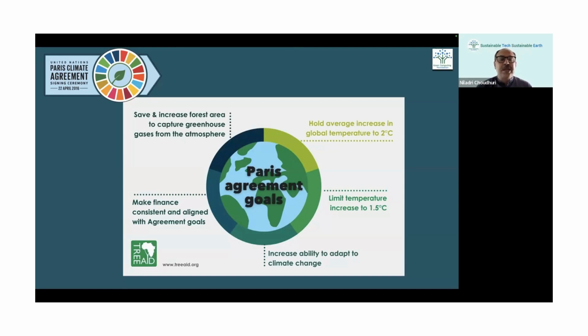Make finance consistent and aligned with agreement goals. So we have to fund only projects which are going to give green results, and only organizations which are practicing green in their entire operation, including green IT. Increase ability to adapt to climate change. SEBI in India has specifically brought out a mandate that organizations which are into financing must give 65% of their fund only to green companies and green projects. Only 35% is available to the others.